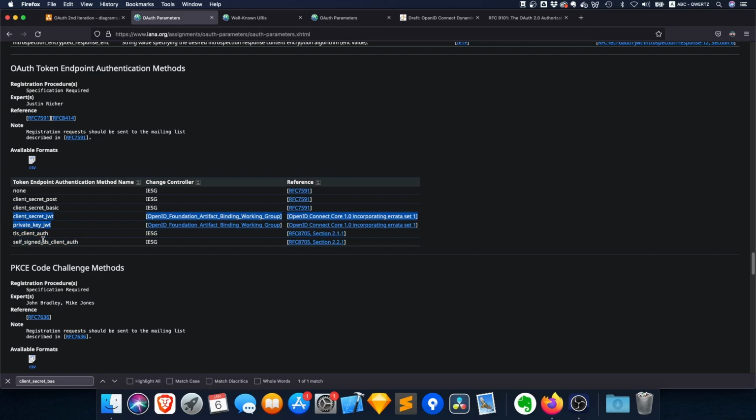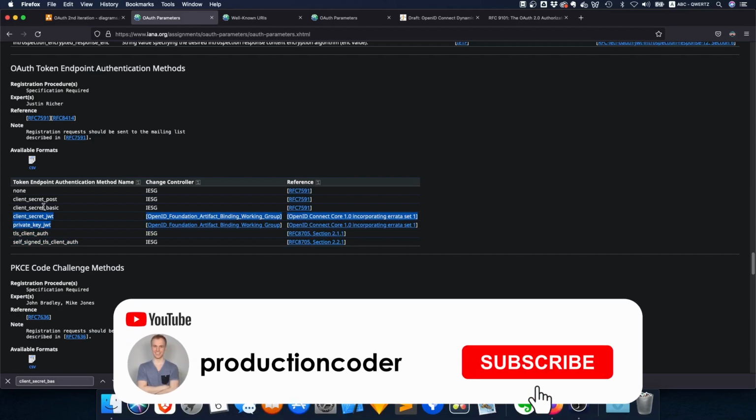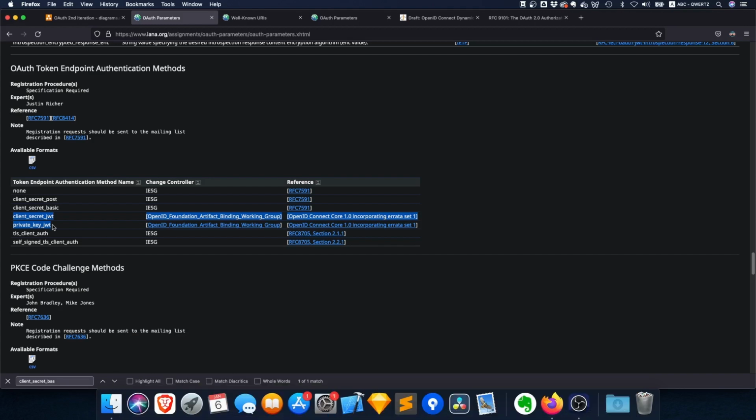But since this is more in the scope of the OpenID Connect project, I'm going to do that in a separate video.